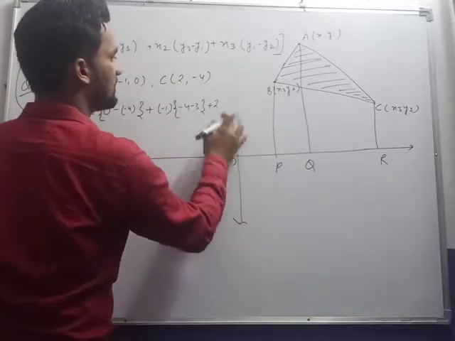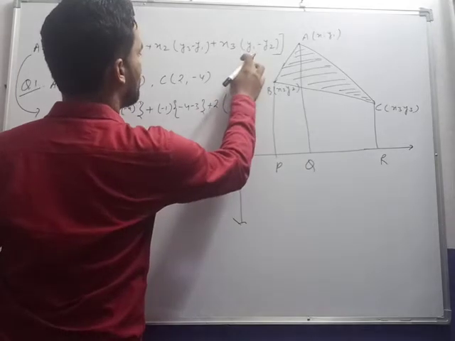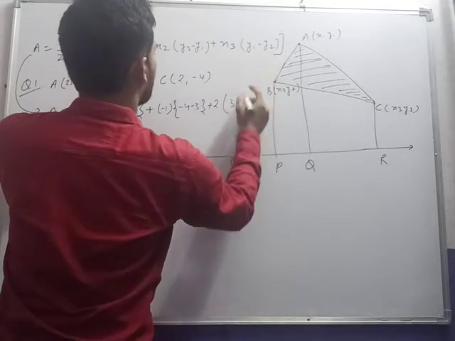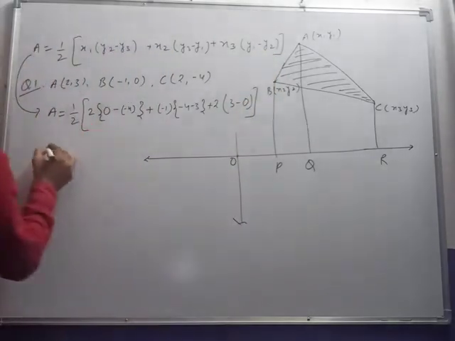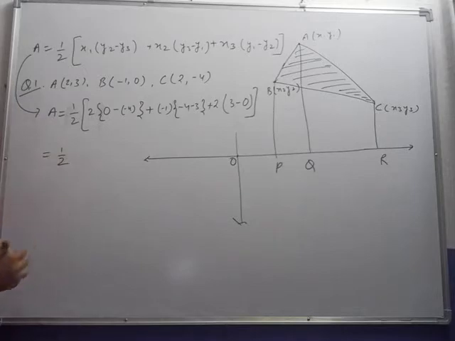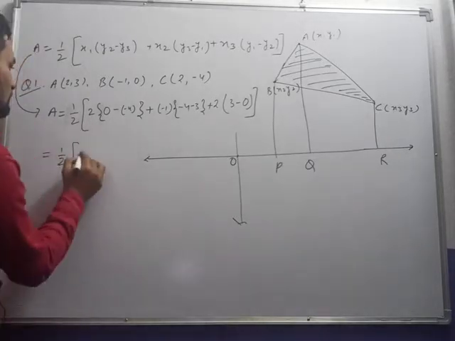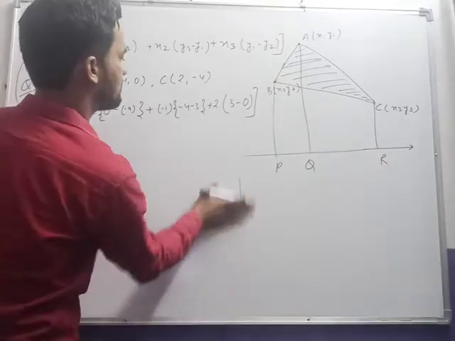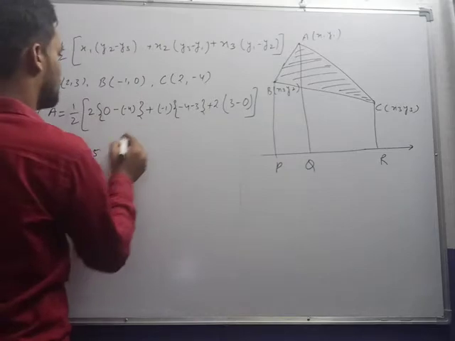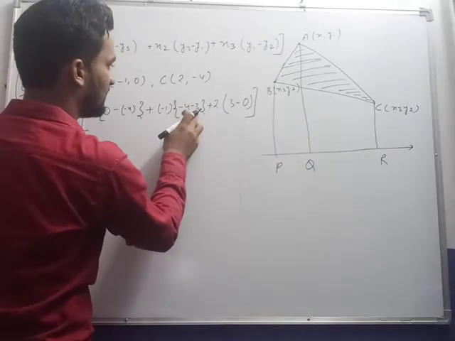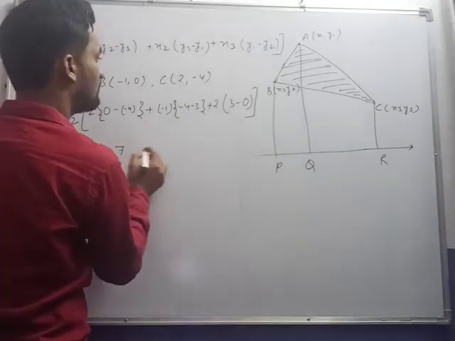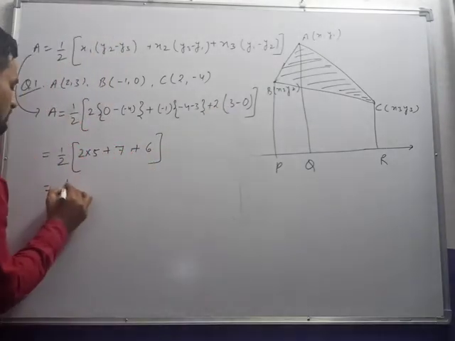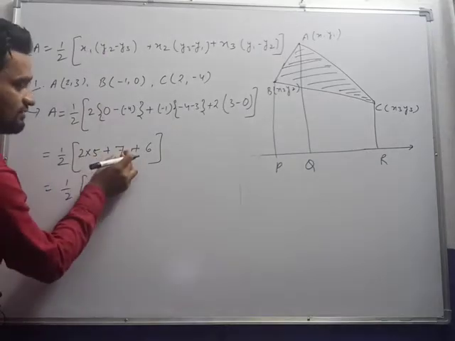Value of y1 is 3 minus y2, which is 0. Now on simplification we will get 1 by 2, then 2 minus plus, so this will be +5. Then 2, then plus here -7, and this minus gives +7. So plus 2 into 3, 6. So 1 by 2, this will be 10, 7, 17.